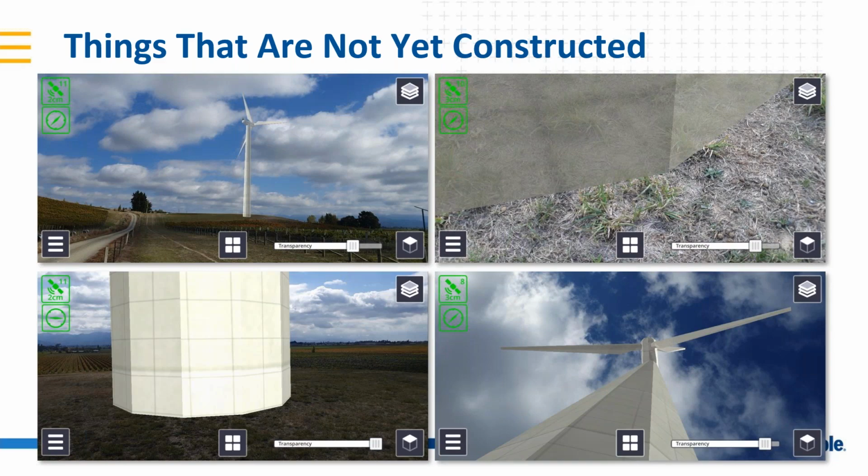So this is just trying to show that as you move around the site, the model is there in your display, just as if it was a physical object on site.